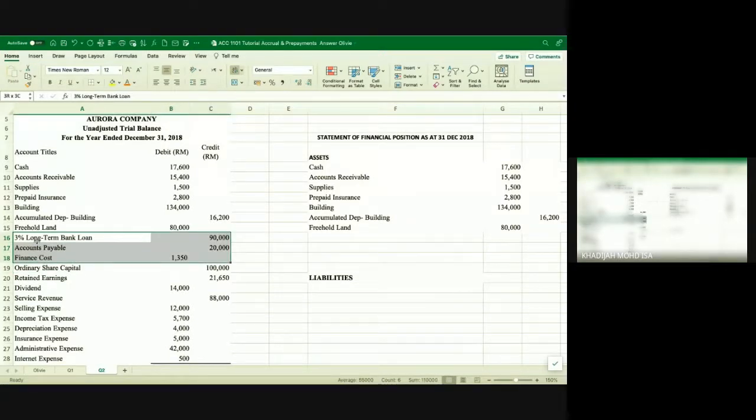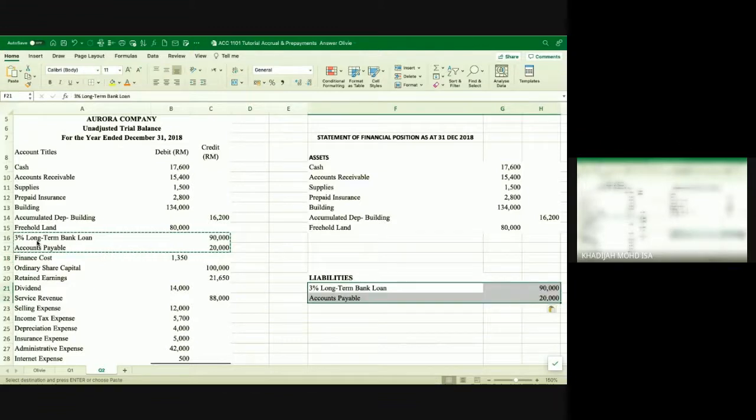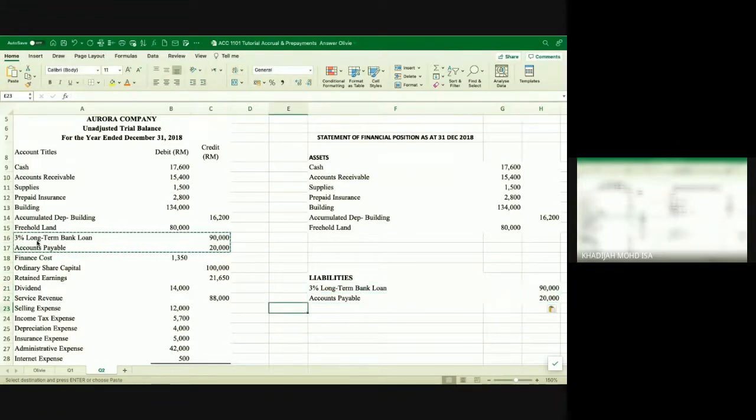Finance cost, why is it debit? Is it an expense? I think it's an expense. Let me see. I think your finance cost is your expense. Yeah. So this one is a credit, and then you have owners' equity. Similarly, you put it down there.